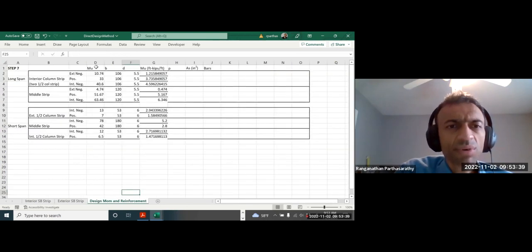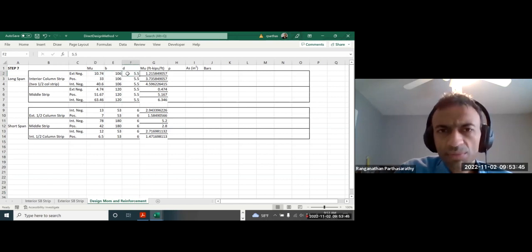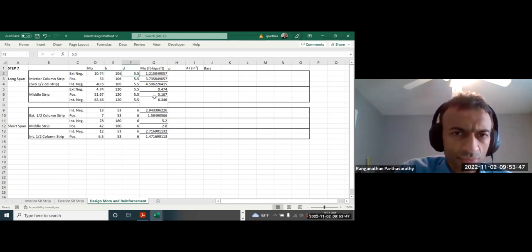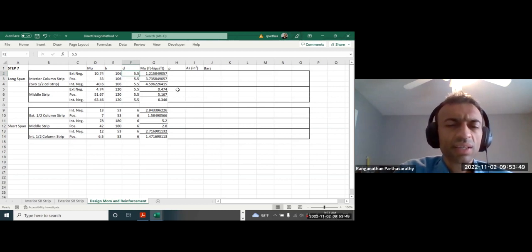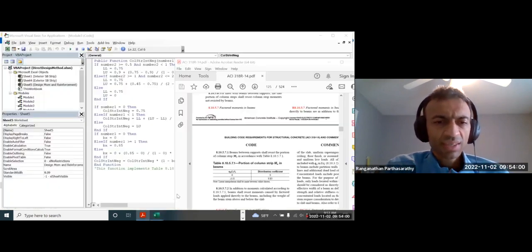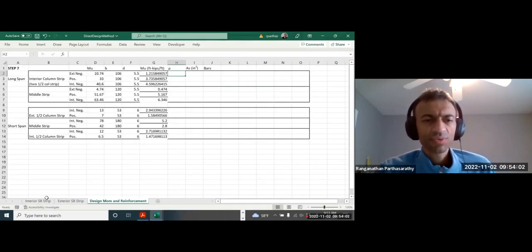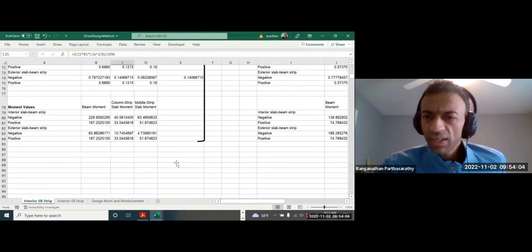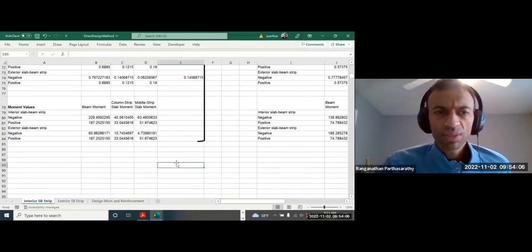Then you come here for each of those design moments. You convert to kip-foot. You have the d, you have the b, and then you do your usual. This is just like looking up your reinforcement from your flexural resistance chart, or doing a hand calculation. Okay, so is this clear? Somewhat how we are using the direct design method. We will go through a bit more.